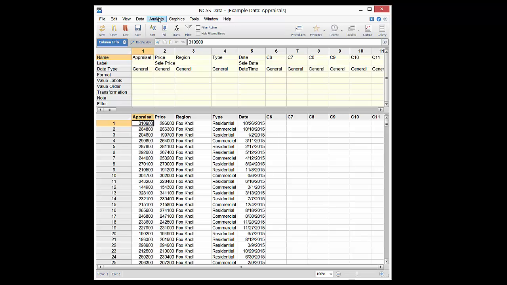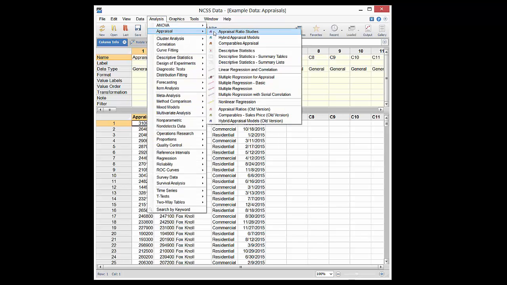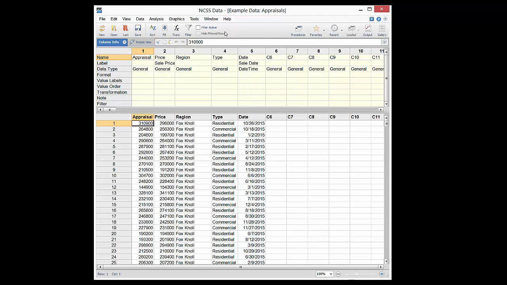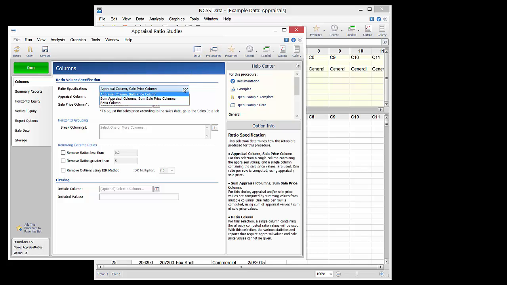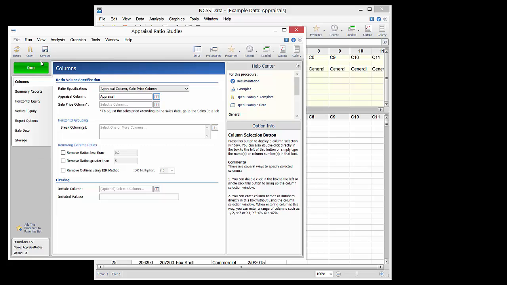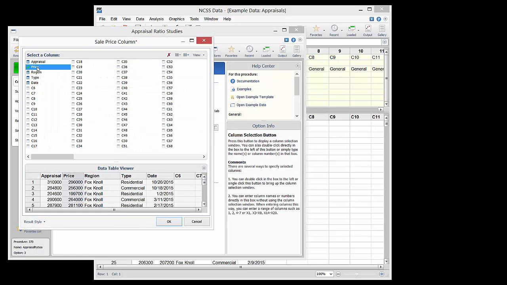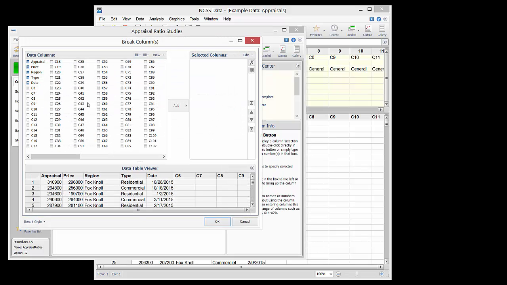To summarize the ratios of the appraised values to the known sale prices, we first open the Appraisal Ratio Studies procedure from the menu. Since we have a single appraisal column and a single sale price column, we select that option. The appraisal and sale price columns are then identified. For horizontal grouping analysis, we will break up the summaries by region.